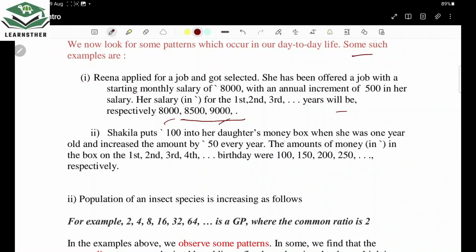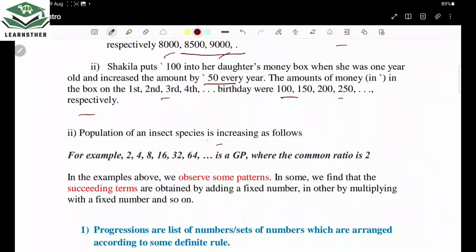Sakila puts 100 into her daughter's money box when she was 1 year old and increased the amount by 50 every year. The amount of money in the box on the first, second, third, fourth birthday were 100, 150 respectively. See this example. Population of an insect species is increasing as follows. For example, 2, 4, 8, 16, 32, 64. 4 is 2 times of 2, 8 is 2 times of 4, like that.